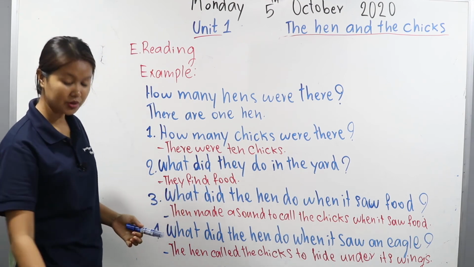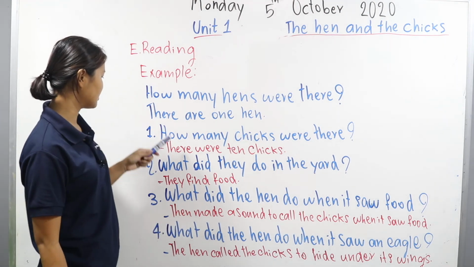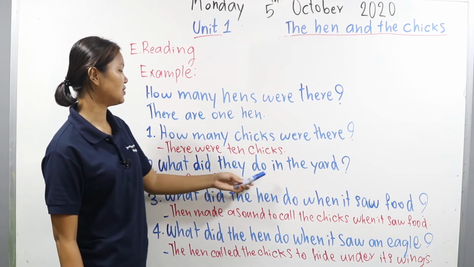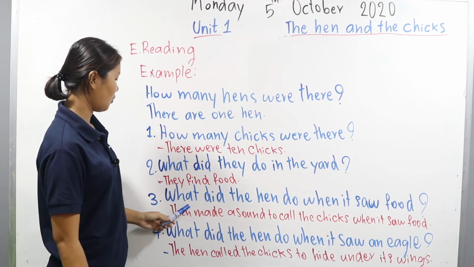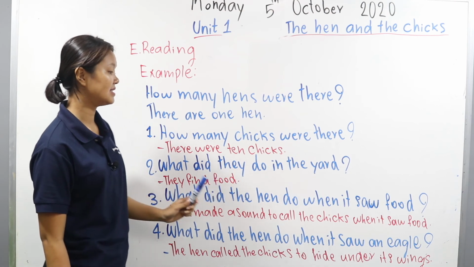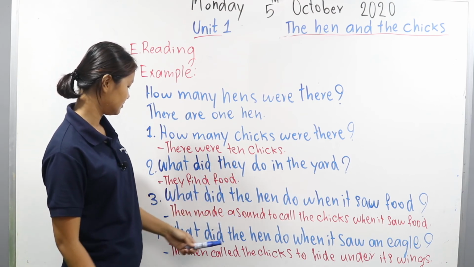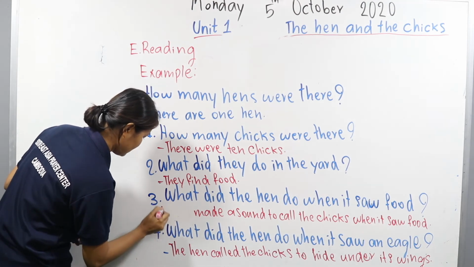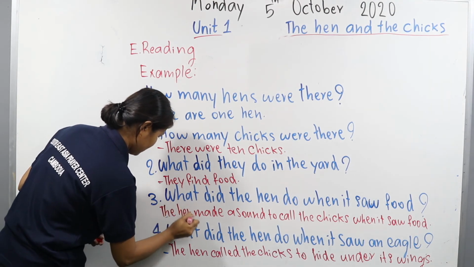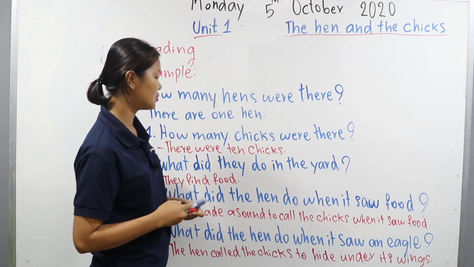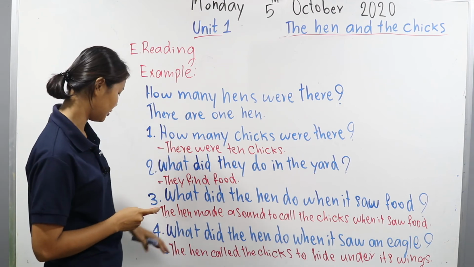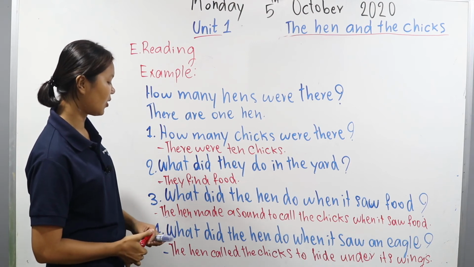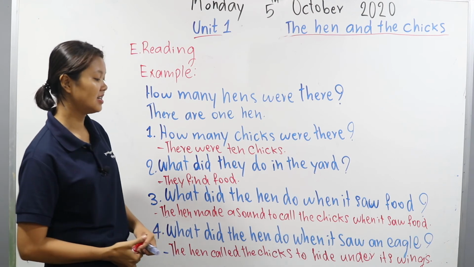Now I will read for you and then we will read together later. Okay, so question number 1. How many chicks were there? There were 10 chicks. What did they do in the yard? They find food. What did the hen do when it saw food? The hen made a sound to call the chicks when it saw food. What did the hen do when it saw an eagle? The hen called the chicks to hide under its wings.